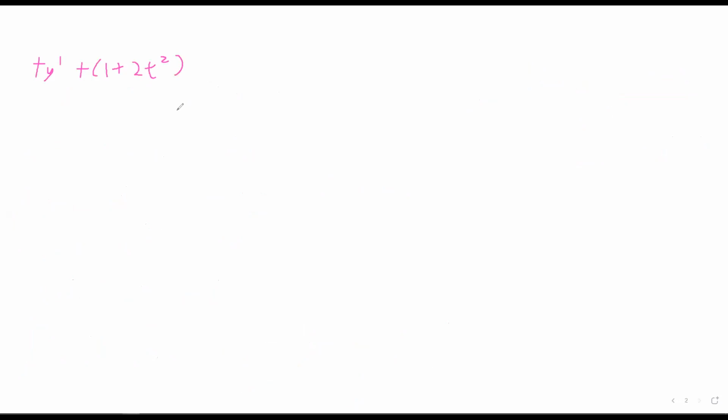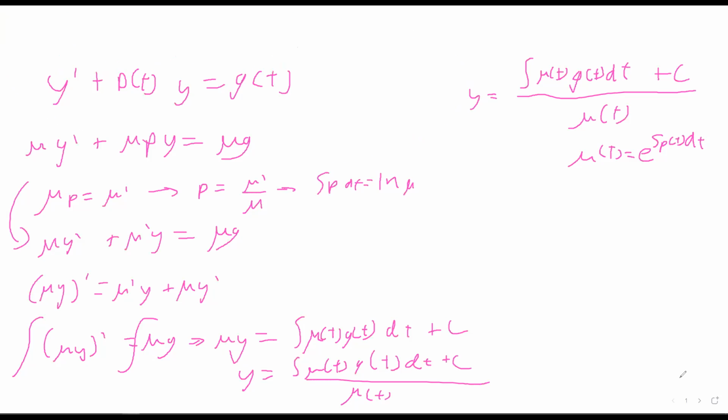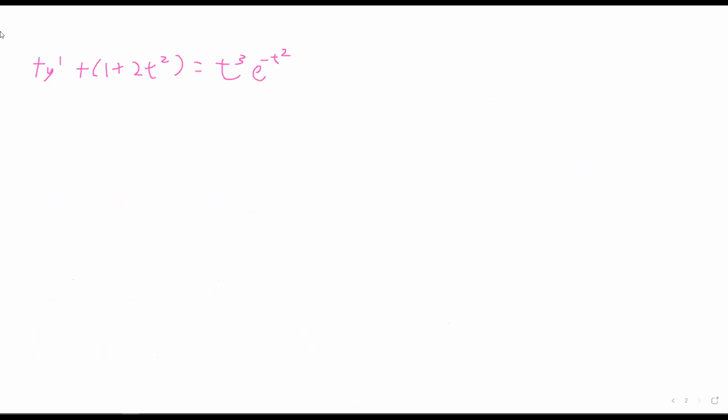Hopefully my pluses and my t's look sufficiently different from each other. Now, I don't know if she made this easy or not. She might have made it excessively difficult. But do recall that you need to put it into standard form before you can use this equation. Standard form requires no coefficient in front of y prime. Divide all by t. I forgot the y here.